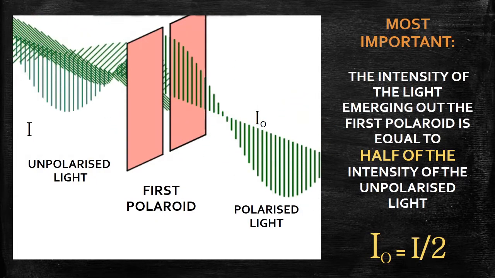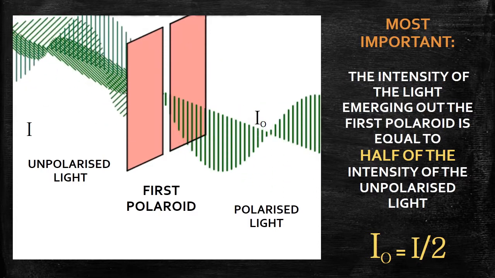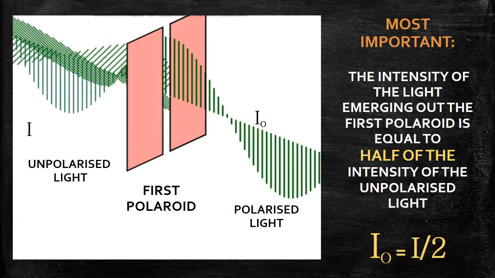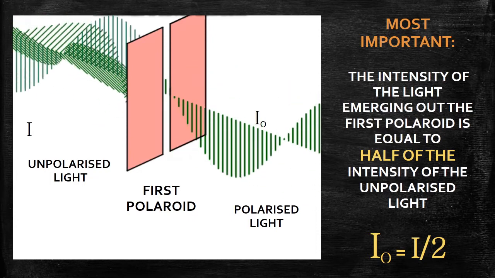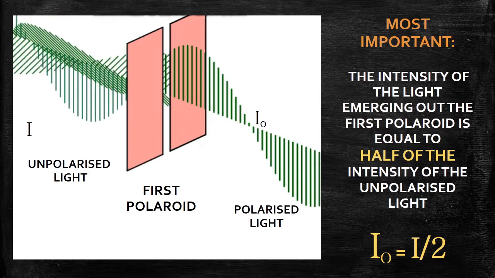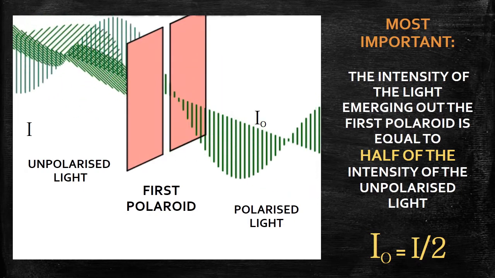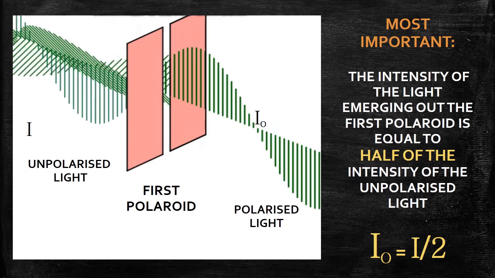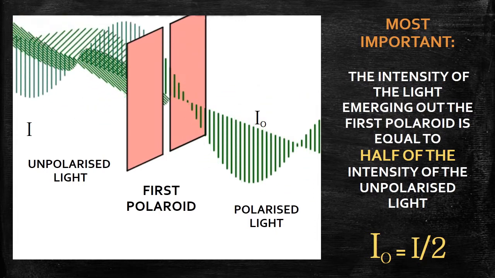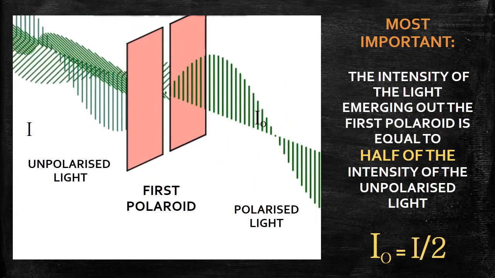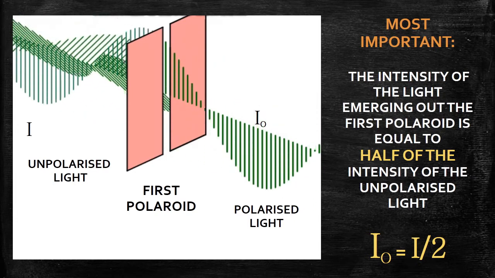Here you are observing how unpolarized light is converted into polarized light. Here I have used only one polaroid. The unpolarized light intensity can be taken as I, and the polarized light intensity can be taken as I0. The I0, that is the intensity of the polarized light which emerges out from the first polaroid, will always be equal to half of the intensity of the unpolarized light. That is, I0 will always be equal to I by 2. So this is a very fundamental idea that you should know to learn more about Malus law.